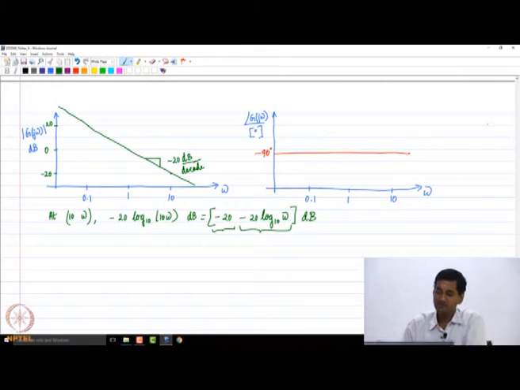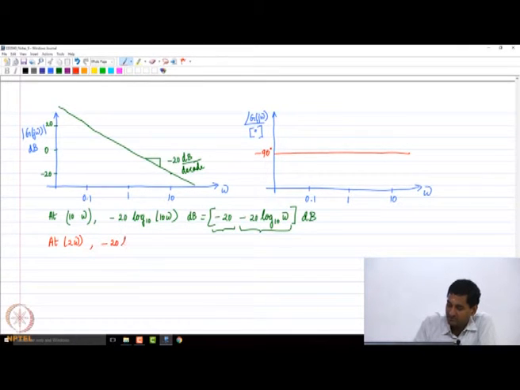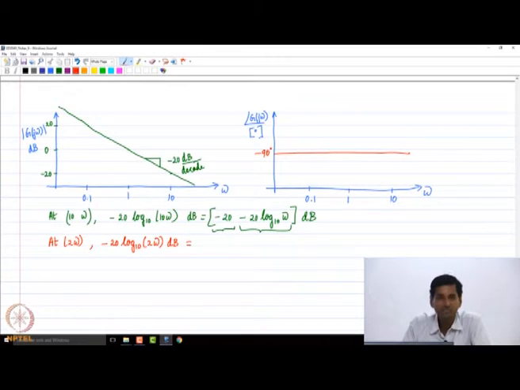One can also illustrate this in octave. Let us say at 2 omega, what is going to be the value of this magnitude? It is going to be minus 20 log to the base 10 of 2 omega decibels. So what is log of 2 to the base 10? I think it is 0.3010. So you multiply it by minus 20, you are going to get approximately minus 6, am I correct? So this is going to be approximately minus 6 minus 20 log to the base 10 omega decibels.